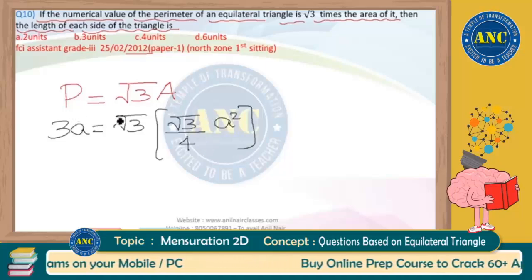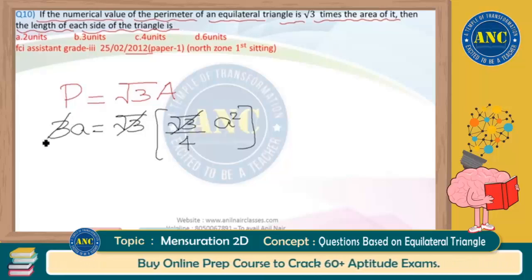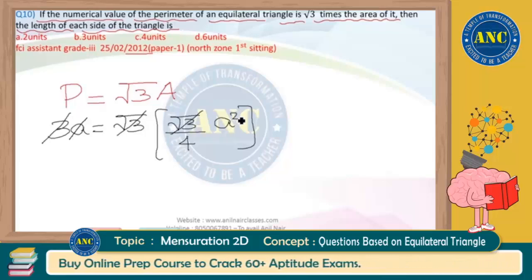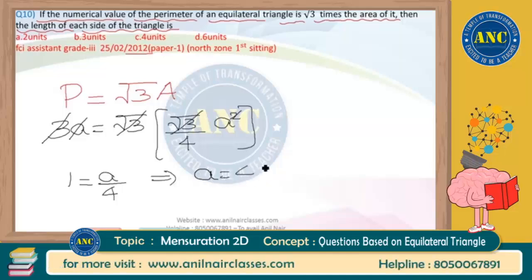This becomes root 3 into root 3 is 3. That 3 will cancel with this 3. So 1 a will cancel out here also 1 a. So left side is 1. Right side is a by 4. So that means a value is 4. That a is nothing but the length of one of the sides.